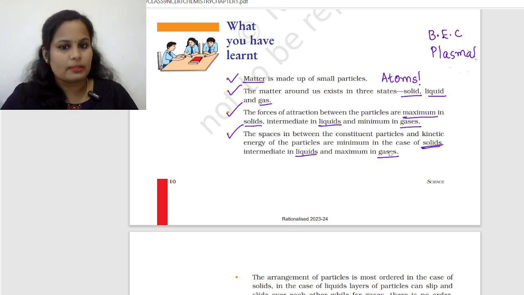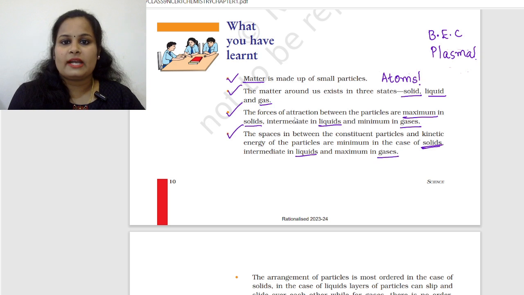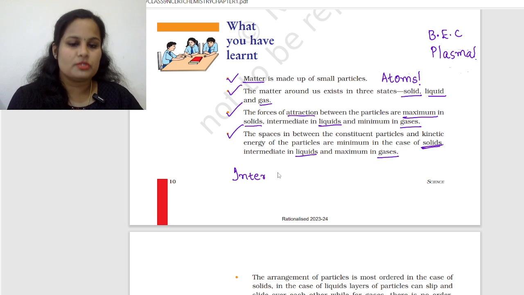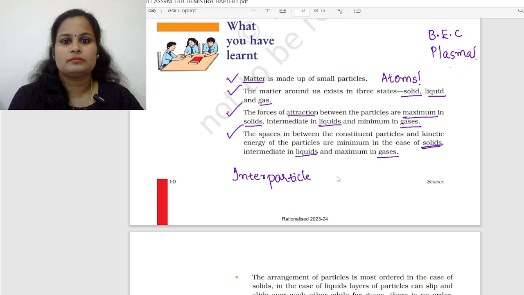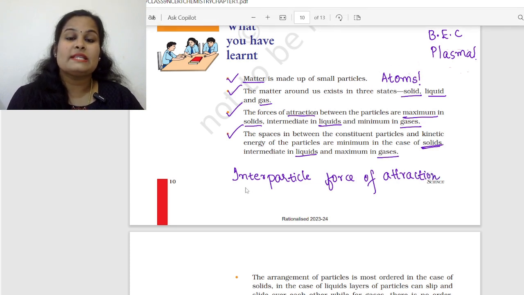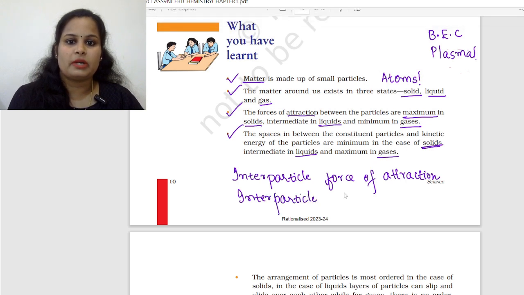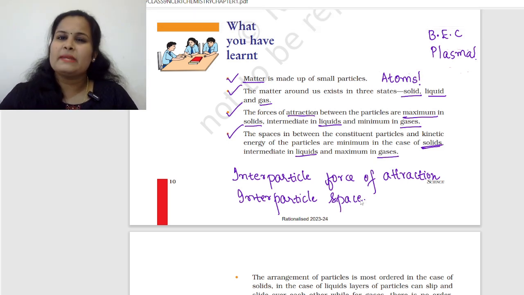This point is also very important. The space between the particles, we call it interparticle space. The attraction, we call it interparticle force of attraction, or intermolecular force of attraction. And here, the interparticle space between the constituent particles is minimum in case of solids.